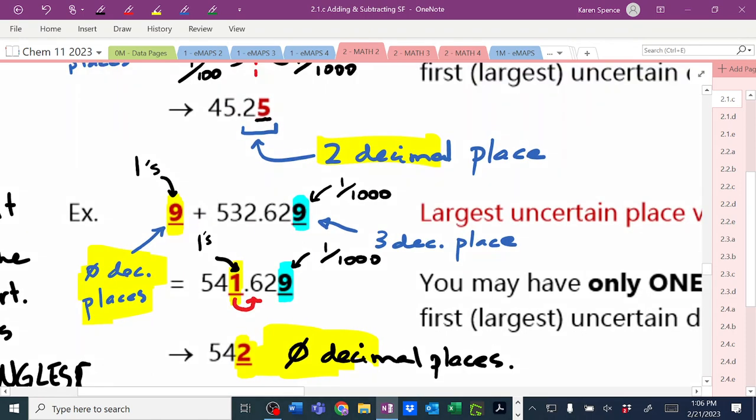How many sig figs in the number 9? 1. How many sig figs in the number 532.629? 6. How many sig figs in our answer? 3. Do those have any relation to each other in terms of 1, 6, and 3? Is there any way to figure that out using just those numbers? There really isn't. Okay, you cannot use the same rule.